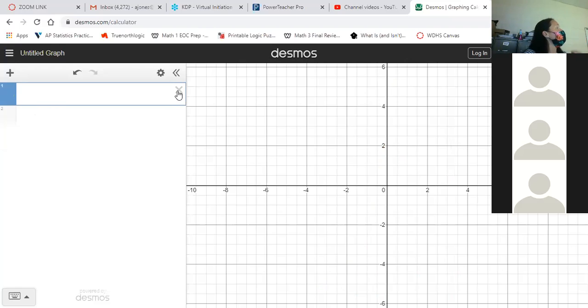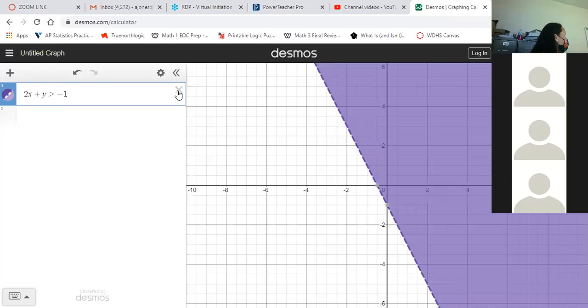So before, when we're doing it by hand, we have to solve for y. If we're putting it in our calculator, we got to solve for y. But on this one, we don't have to. You just type it in. 2x plus y greater than -1. And it'll do the work for you. You don't have to do it. Your quiz is going to be the same way, okay?